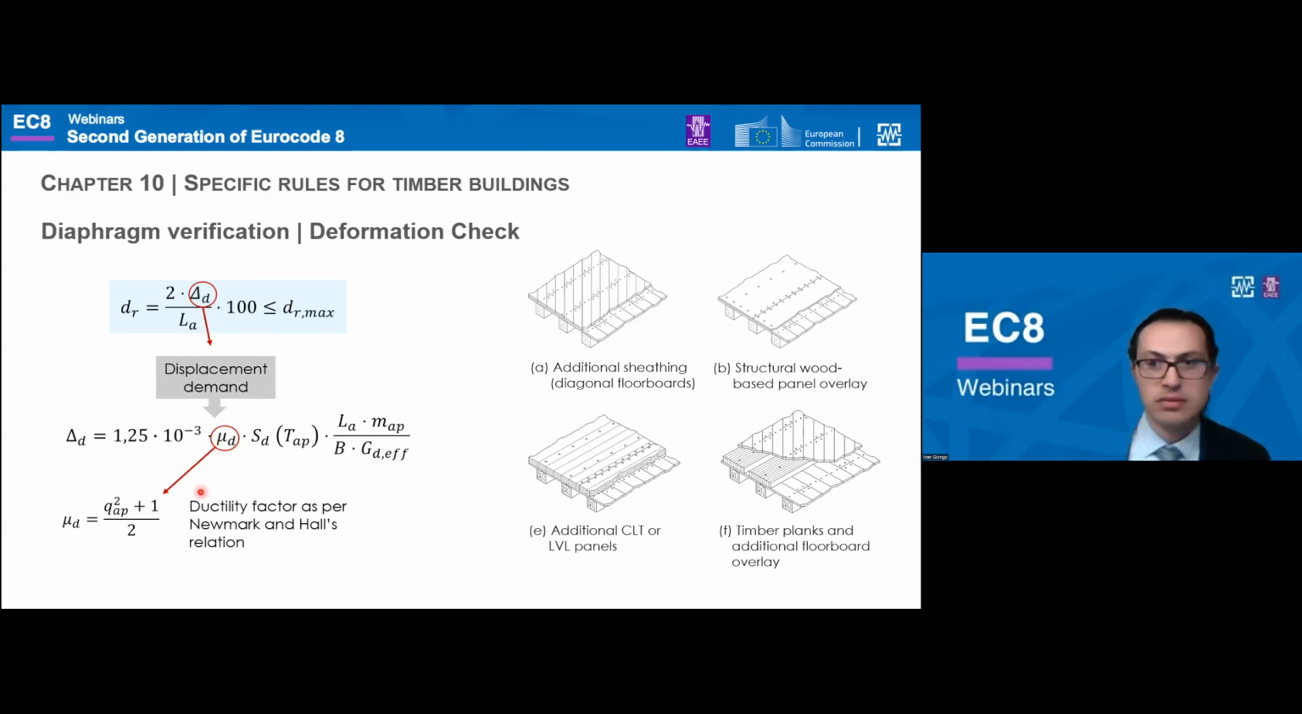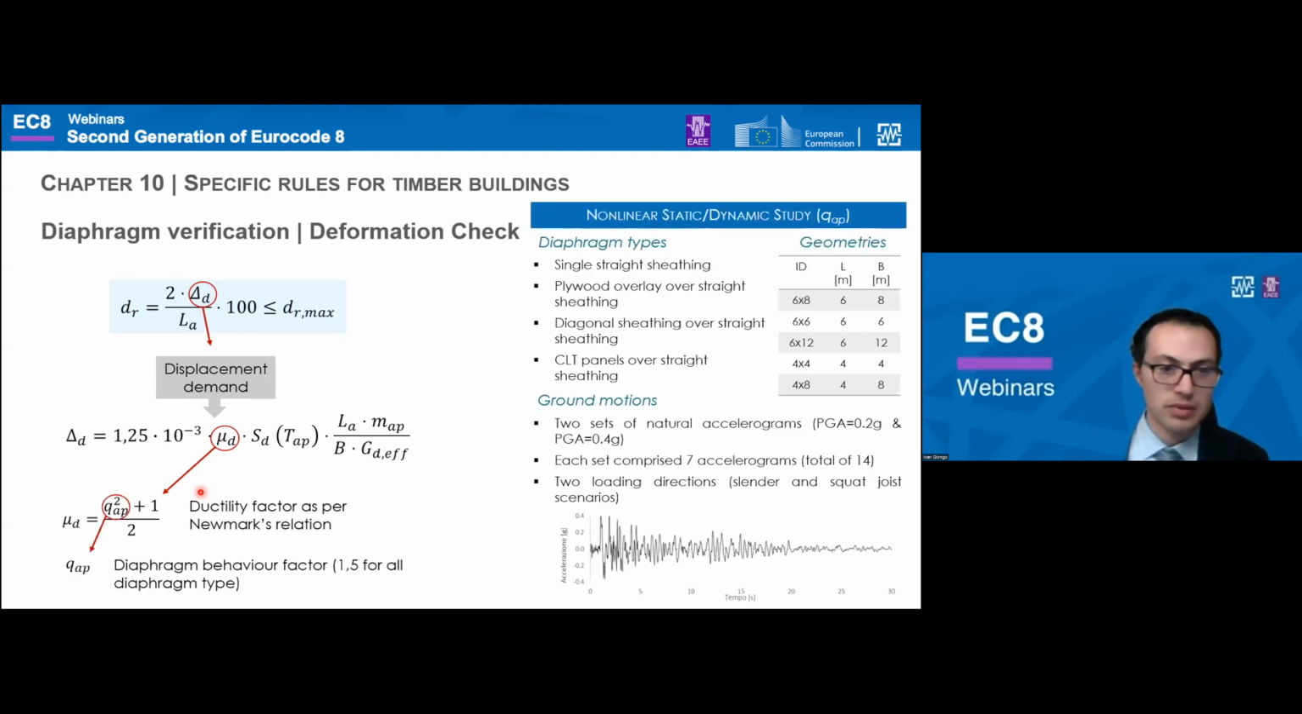Mu, the value, is the ductility factor that considers the influence of system nonlinearities on the displacement demand. And such value is related to the diaphragm behavior factor, as you see here, by adopting the equal energy principle. The recommended value for the diaphragm behavior factor is 1.5 for all diaphragm types, and it was selected based on an extensive study.